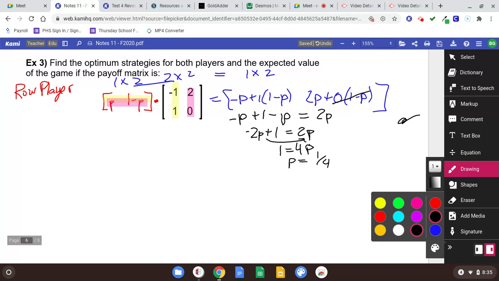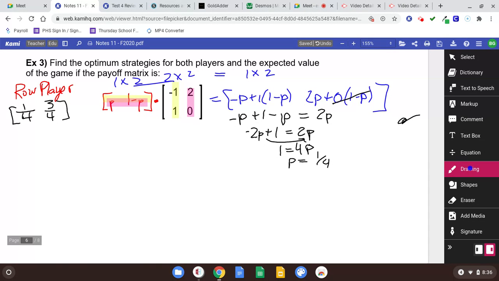P equals 1/4. So my row player's strategy, I'm going to write it over here, is 1/4, and then 1 minus 1/4 is 3/4. Remember, it's p and then 1 minus p. You should be able to do that in your head most of the time. 1/4 and 3/4. Remember, this is a 2 by 2, and so there's only two strategies, row 1, row 2. Now, we want to do the column player. We've got to do basically the same thing for the column player.